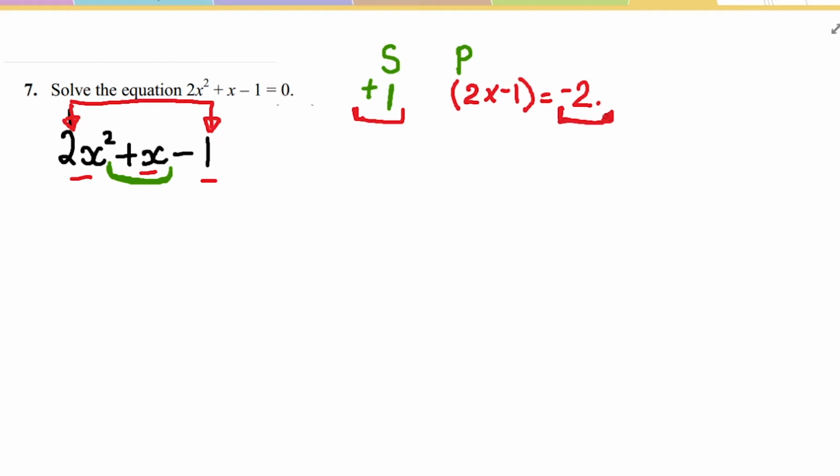So how do we find those 2 numbers? We find those 2 numbers by going through the products of -2.